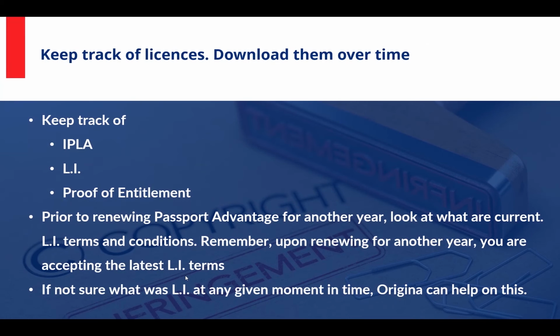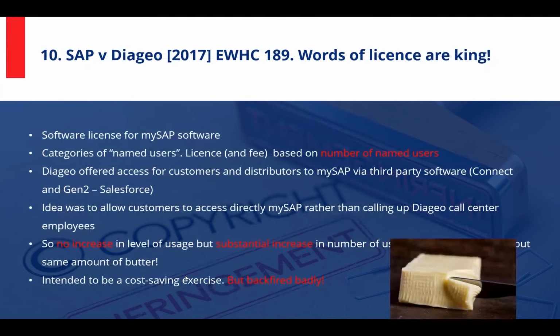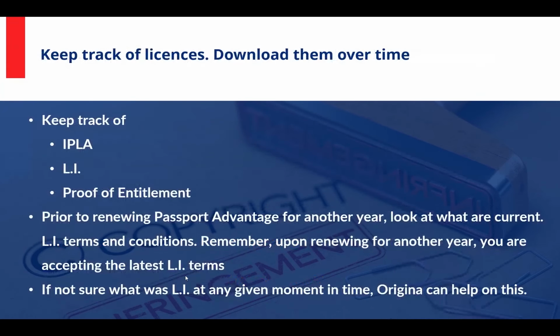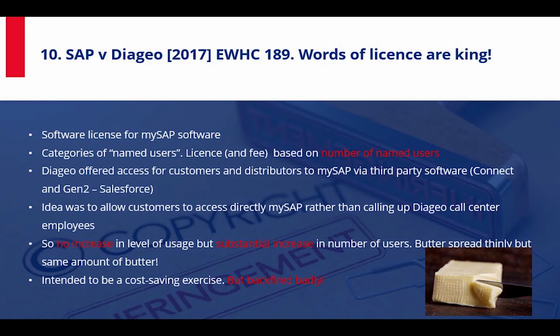Prior to renewing Passport Advantage, what are your current LI terms and conditions? If you renew, will you be accepting the latest LI terms and conditions? Very important, again, this is all part of good management. Make sure you understand what renewals mean for your estate. And for those who are unaware of where to find these proofs of entitlement or license agreements, we do have some documentation and videos on that. So if you require that information after this webinar, just contact us and we'll send it on to you.